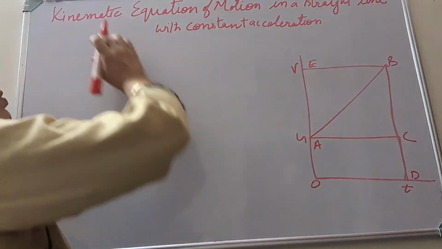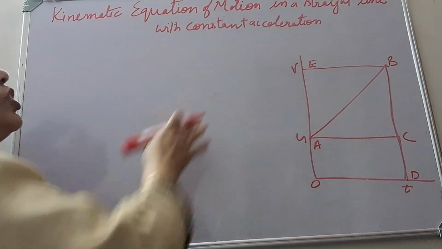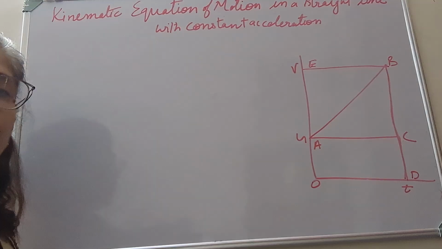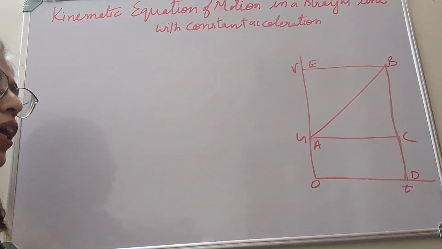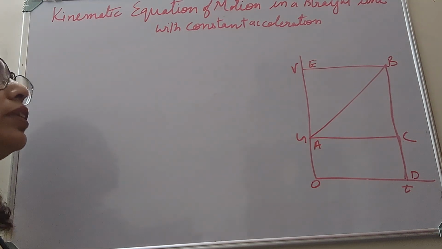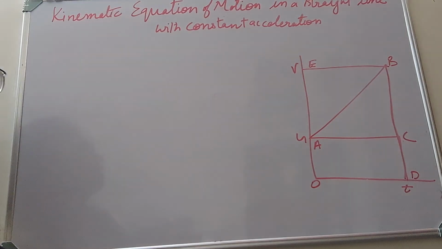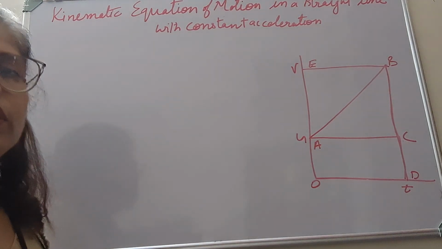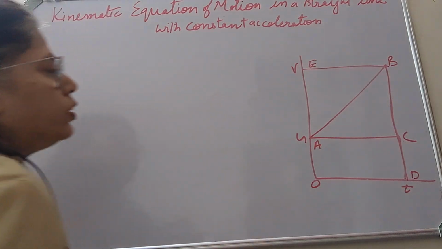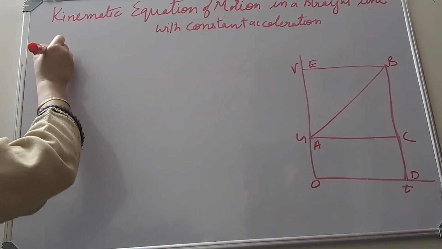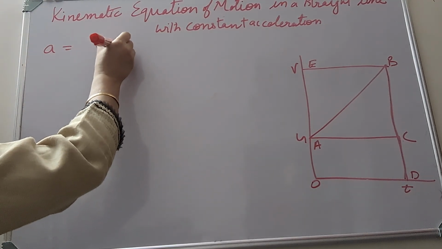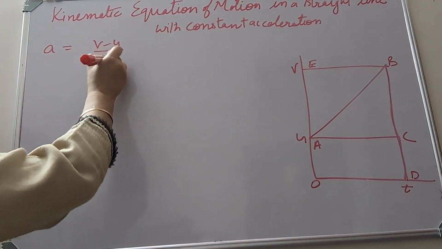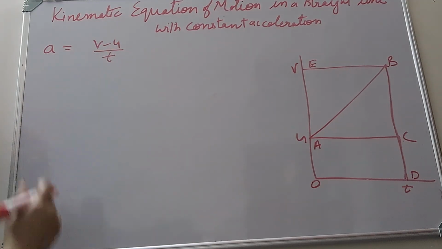In this video, we will derive the kinematic equation of motion in a straight line with constant acceleration. As you know, when we have constant acceleration, then instant acceleration is equal to the average acceleration. So our average acceleration is equal to v minus u, the change in velocity, upon time. Here, u is the initial velocity when time is 0.